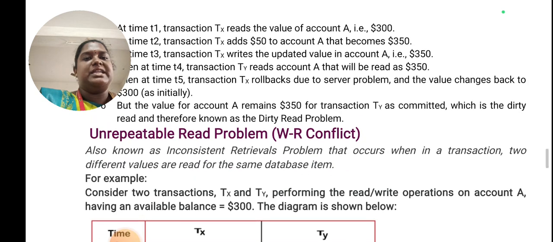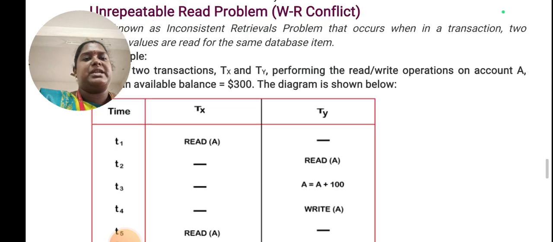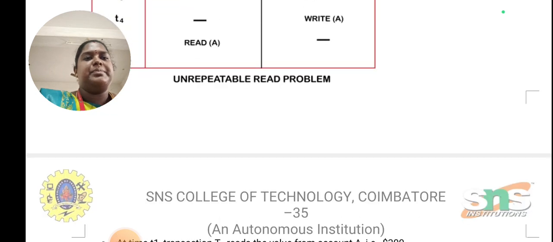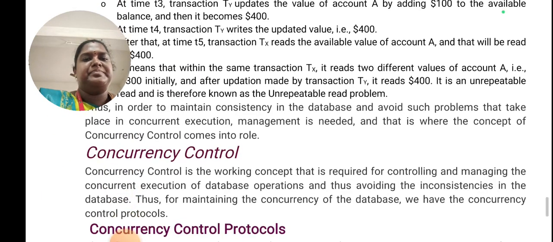And then another problem is the unrepeatable read problem, also known as the inconsistent retrieval problem, that occurs when in a transaction two different values are read of the same database item. So if you are having TX and TY in the transaction, their values will be different from the same database. This is an unrepeatable read problem.